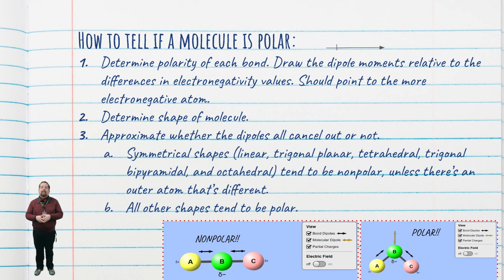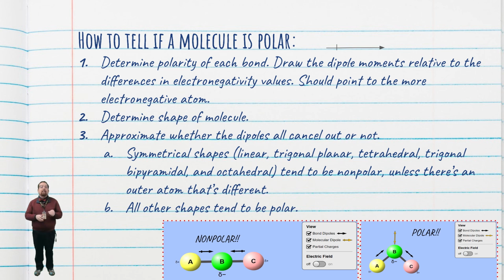In order to cancel out, they must be pointing in opposite directions or be fitted into some kind of symmetrical shape that overall cancels out through vector addition. Generally, molecules that have the same outer atoms and are linear, trigonal planar, tetrahedral, trigonal bipyramidal, or octahedral will be nonpolar because those shapes are symmetrical and the bond dipoles will all cancel out. Any molecules that don't have all of the same outer atoms, or molecules that take any of the other molecular shapes that I didn't previously mention, will likely not have all of their dipoles cancel out and will be polar.